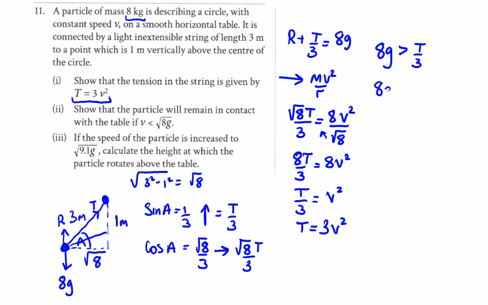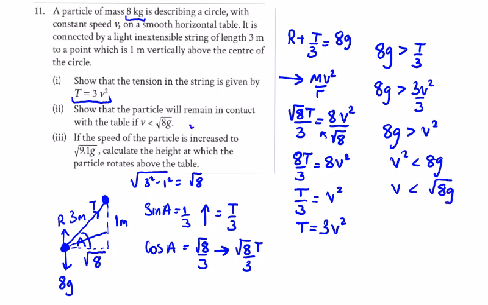So 8g, if it's greater than T, which is 3v squared over 3, will stay on the table. 8g would have to be greater than v squared, so v squared would have to be less than 8g, so v would have to be less than the square root of 8g. So that's correct for it to stay on the table.